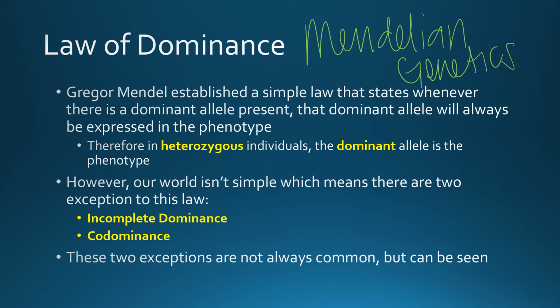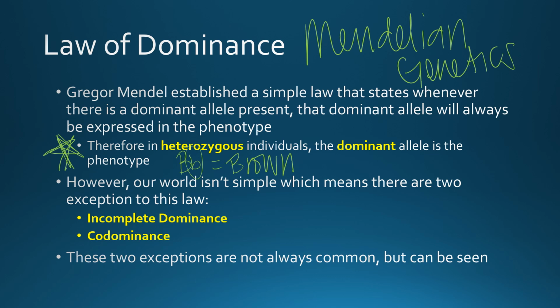The law of dominance says that whenever there is a dominant allele expressed, that dominant allele will always show up in the phenotype. Therefore, in a heterozygous individual, so individuals that have two different alleles, dominant alleles will always be the phenotype. Even though there's a little recessive letter b here, we will still always only show brown eyes.